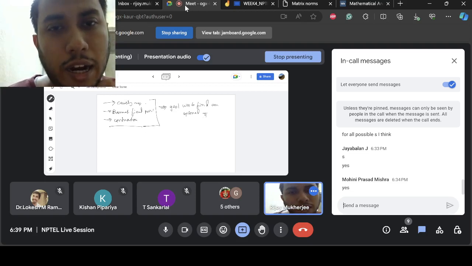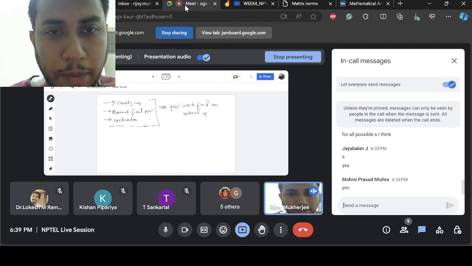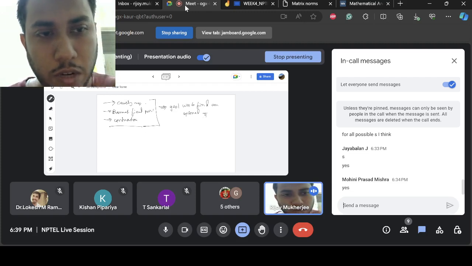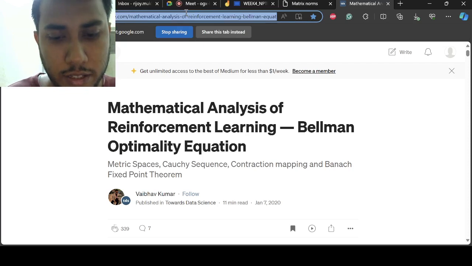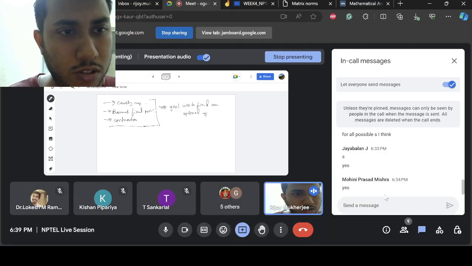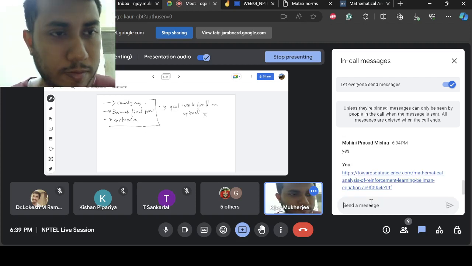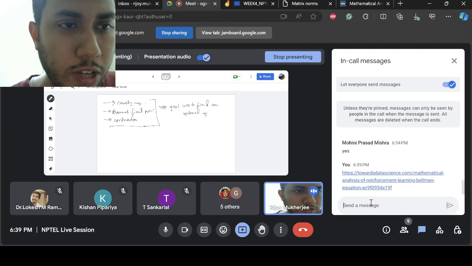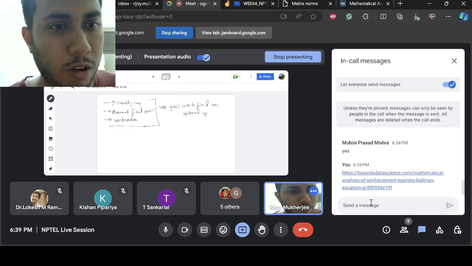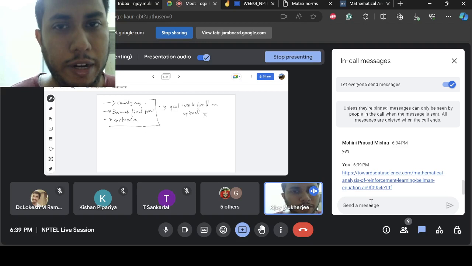Now, if you want to get behind the mathematics and all, one very good resource from where you can read this is this. Let me paste the link. In this link you can find the entire proof of how the Cauchy sequence, Banach fixed point, and contraction we are trying to build. But the main goal in this case was to find a particular value function or pi.